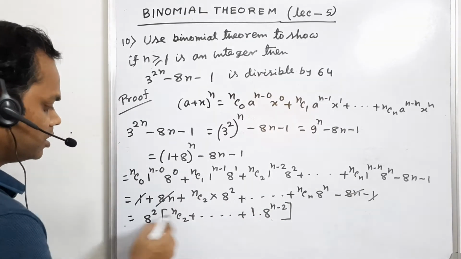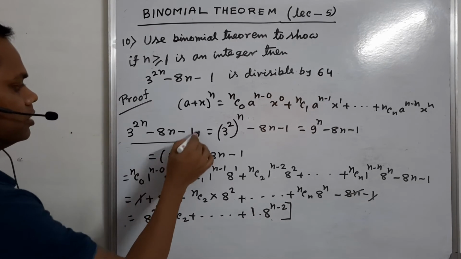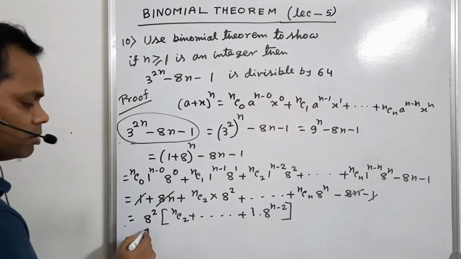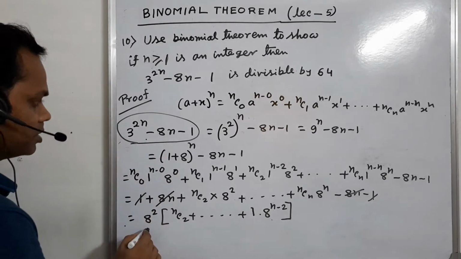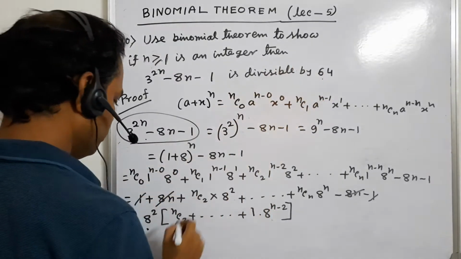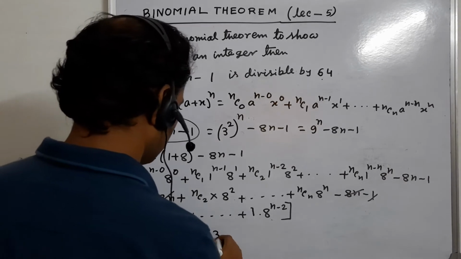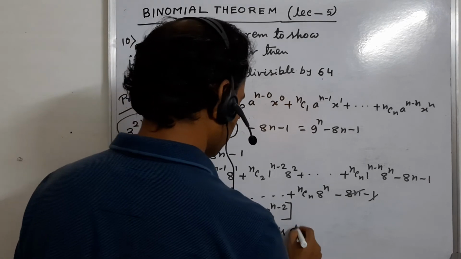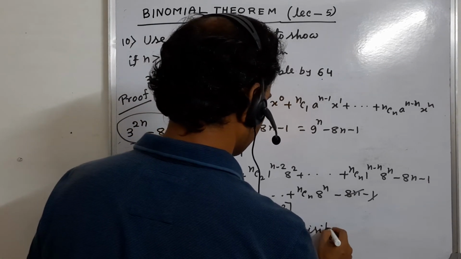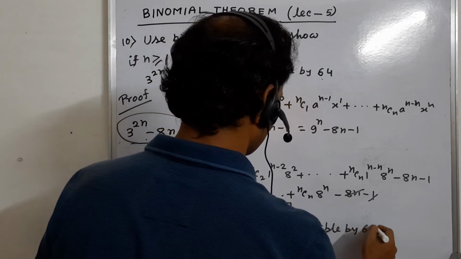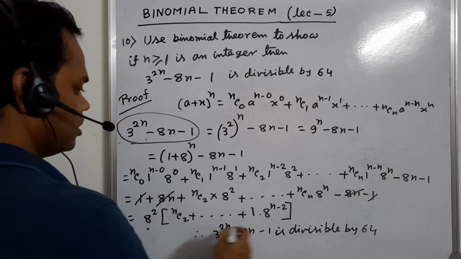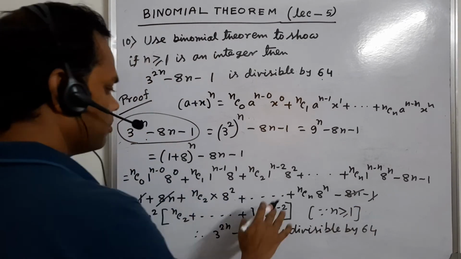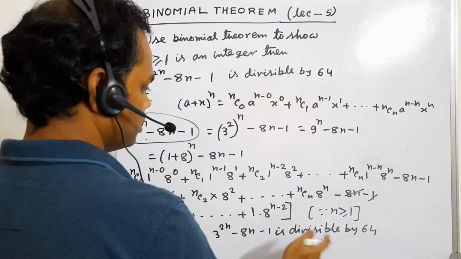So that positive integer into 8 square equals the term 3 to the power 2n minus 8n minus 1. So that term should be divisible by 8 square. So that term should be divisible by 64. This is our required proof. Therefore 3 to the power 2n minus 8n minus 1 is divisible by 64. And here you see that n is greater than or equal to 1. Since n is greater than or equal to 1, the expression in the bracket should be a positive integer. So this is our required proof.